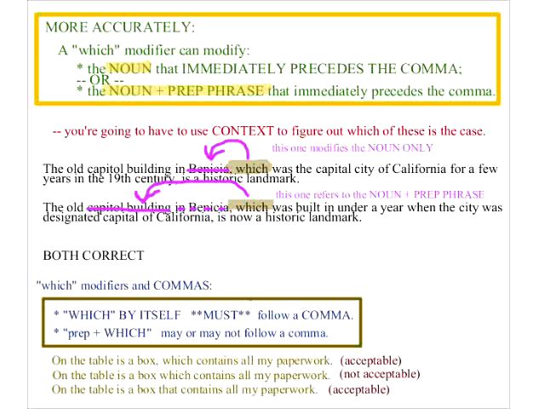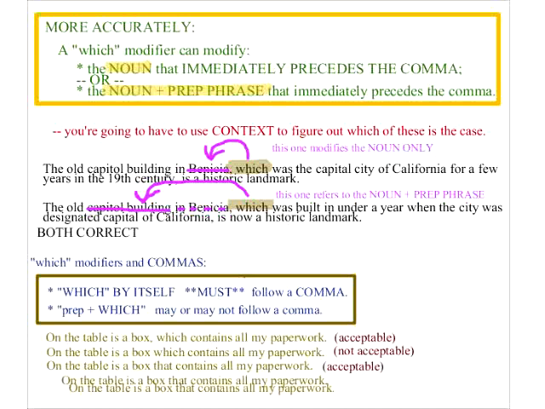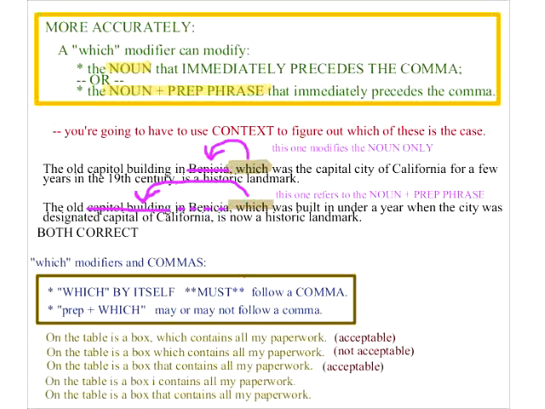On the other hand, if you have a preposition preceding which, if your modifier is in which or of which or at which or according to which, then either way is fine. Let me do this more efficiently. Let's copy and paste. We're going to make some small mods to these. "On the table is a box in which I keep all my paperwork." "On the table is a box, comma, in which I keep all my paperwork." These are both acceptable.